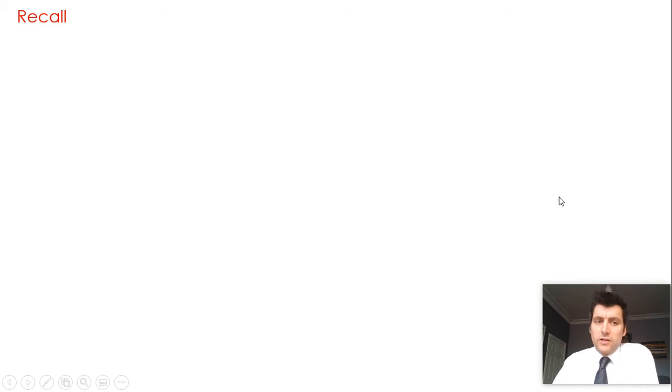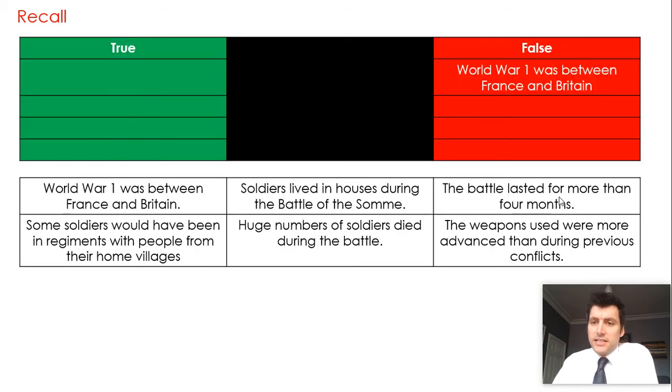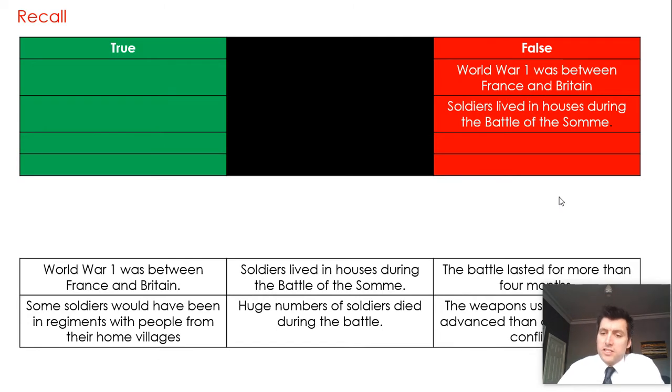So our first one, we can see that it's false that World War One was between France and Britain. Both France and Britain were on the same side of the Triple Entente, and therefore they were not enemies. They were combatants, but they were not enemies. They were on the same side. They were allies.